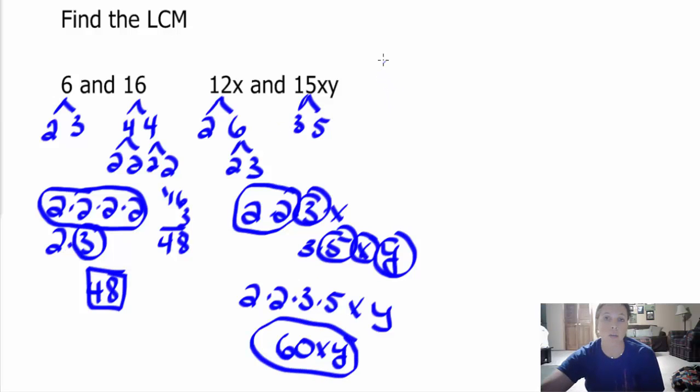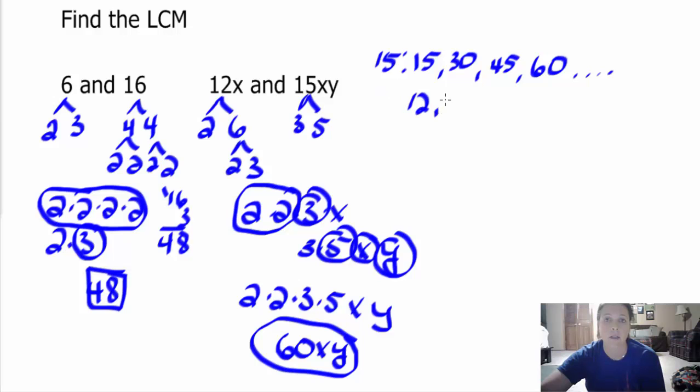If you just want to do your multiples up here, 15, 30, 45, 60, on and on and on. And then you could do 12, 24, 36, going on until you find one. I don't mind if you do that, but the bigger the numbers, the harder it is to find it. So sometimes it's easier to do it this way. Again, if it doesn't tell you, I don't care how you do it.